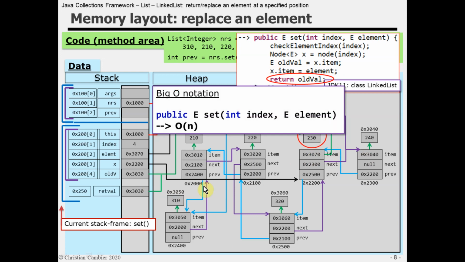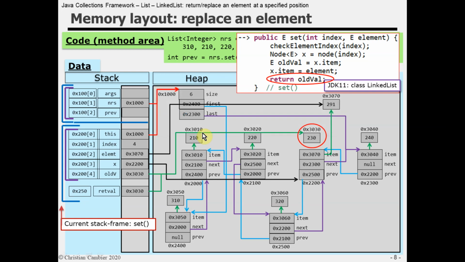And before leaving the method, what about big O? Well, set, like the get, is an O(n) method. Looking at all these statements, apart from this invocation, these are all O(1) statements. But it's the invocation of the node method, as with the get, that makes set an O(n) method. Okay, that's it for set.